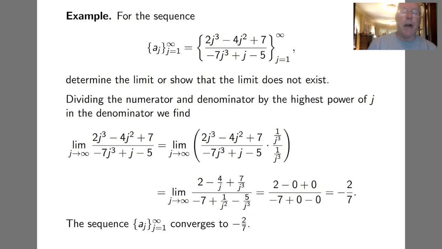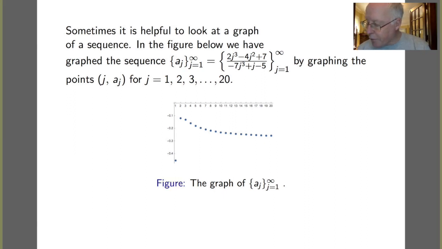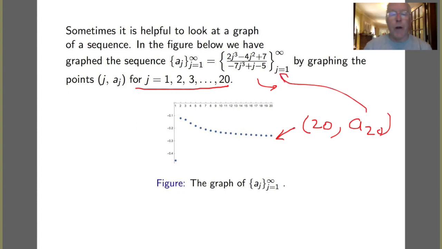So sometimes it can be helpful to look at the graph of a sequence, which might, in some cases, give you some information about the limit. But here's what the graph looks like. Remember, for a sequence, we're only interested in integer inputs for the function. So here we've graphed the sequence for j equals 1, 2, 3 up to 20. And each of these dots represents a term. For example, this dot is the point with x coordinate 20, and then the y coordinate is a_20, which we get by putting j equals 20 into that fraction.